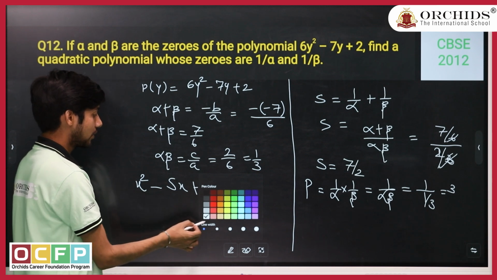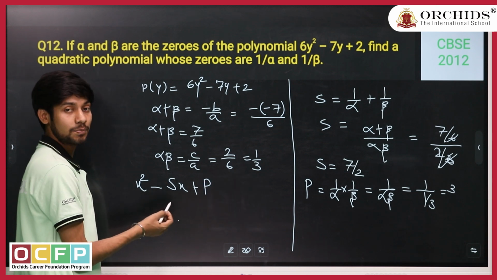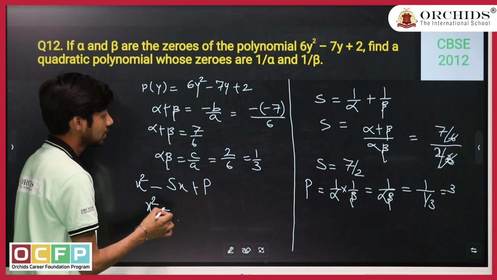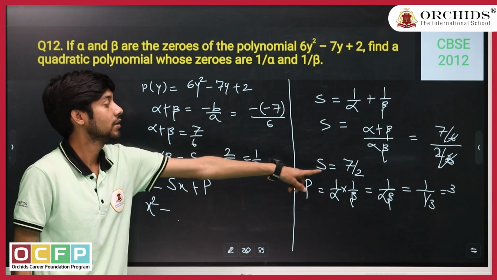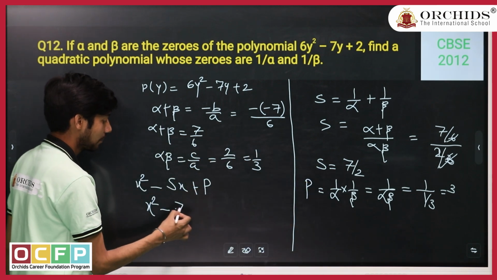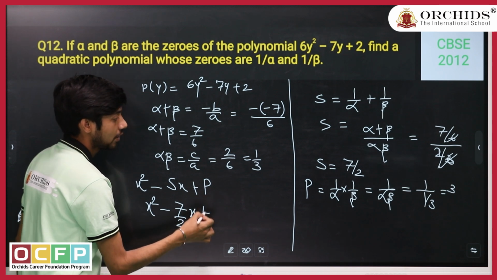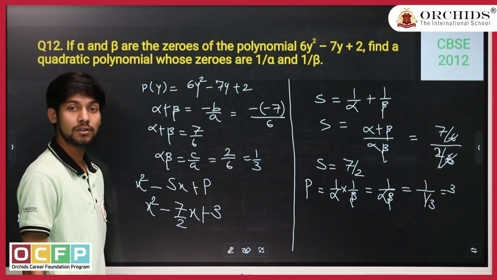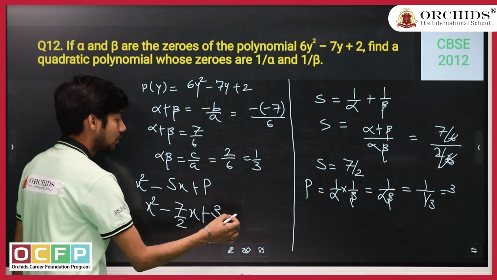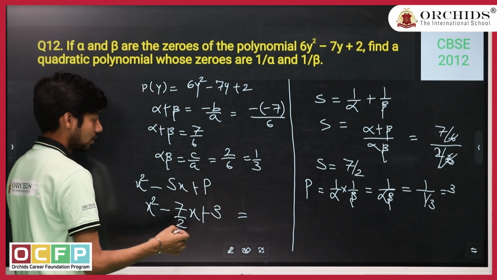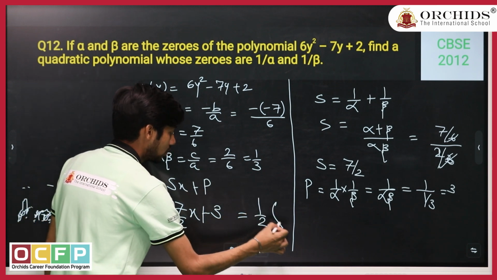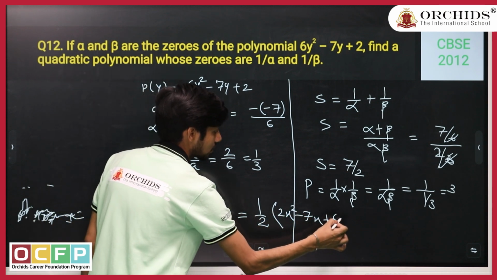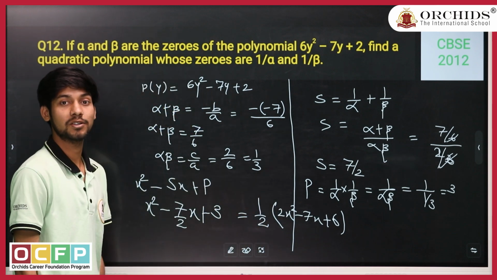So what is that? X square minus sx plus p. X square minus the value of s we already got from there, that is 7 by 2. Just put it here. And the value of p we also know, that is 3. You can leave your answer till here, it's fine, you will get whole marks, or you can solve it a little bit further. We can write it as 1 by 2 times (x square minus 7x plus 6). That's all. Thank you.